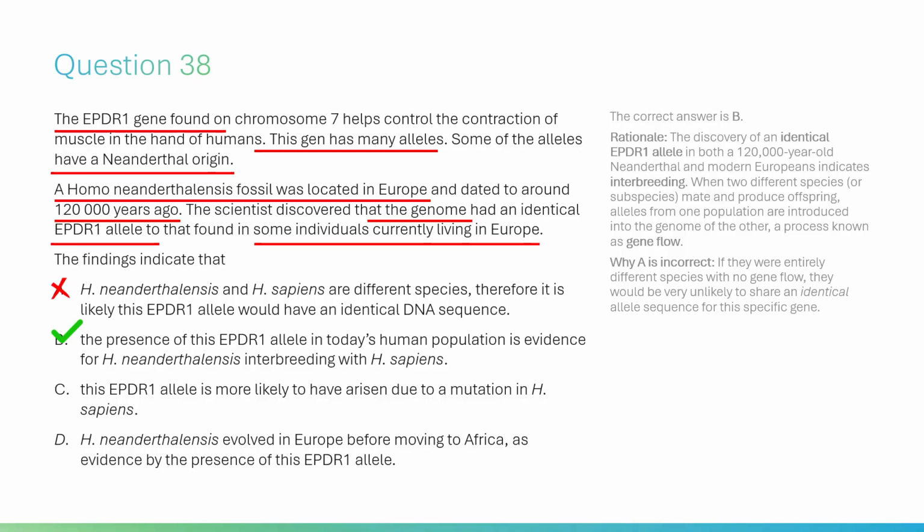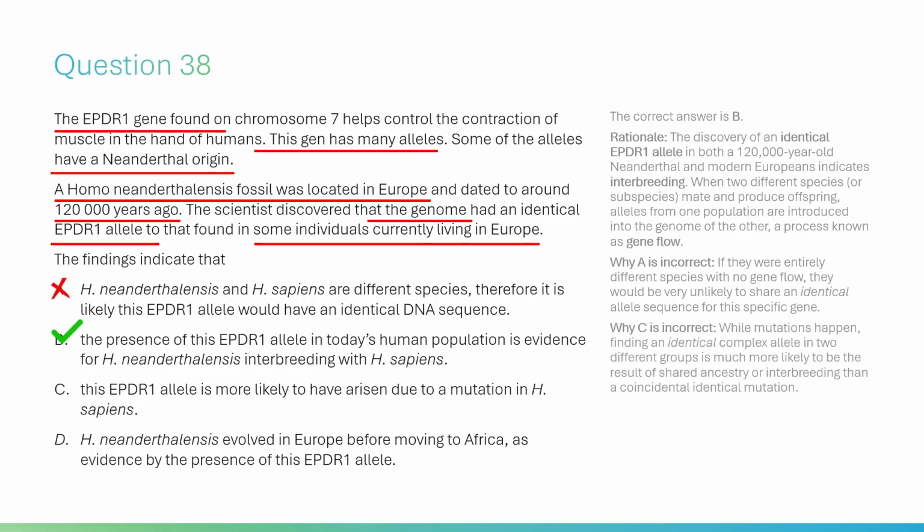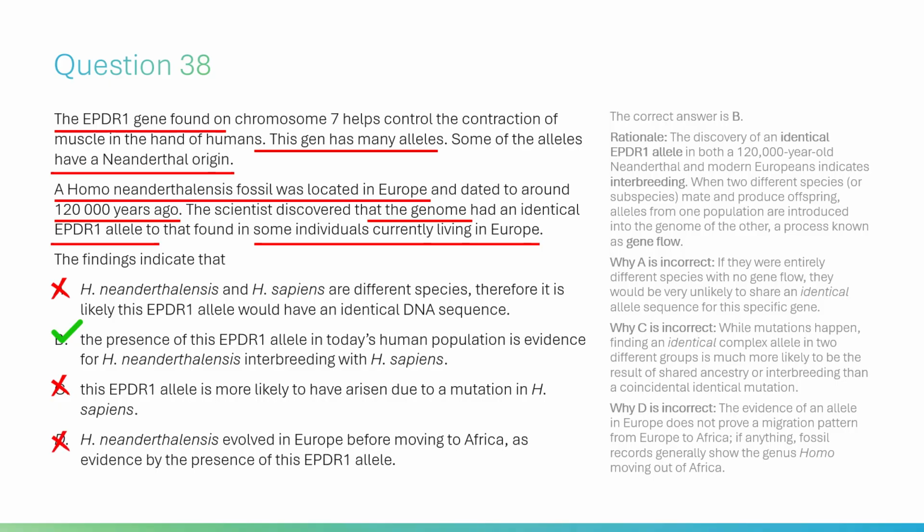Why A is incorrect. If they were entirely different species with no gene flow, they would be very unlikely to share an identical allele sequence for this specific gene. Why C is incorrect. While mutations happen, finding an identical complex allele in two different groups is much more likely to be the result of shared ancestry or interbreeding than a coincidental identical mutation. Why D is incorrect. The evidence of an allele in Europe does not prove a migration pattern from Europe to Africa. If anything, fossil records generally show the genus Homo moving out of Africa.